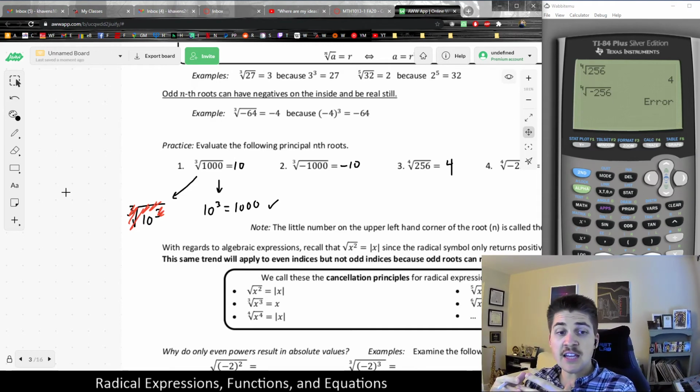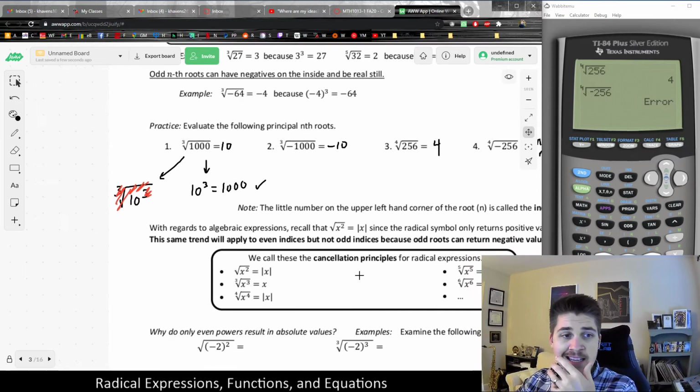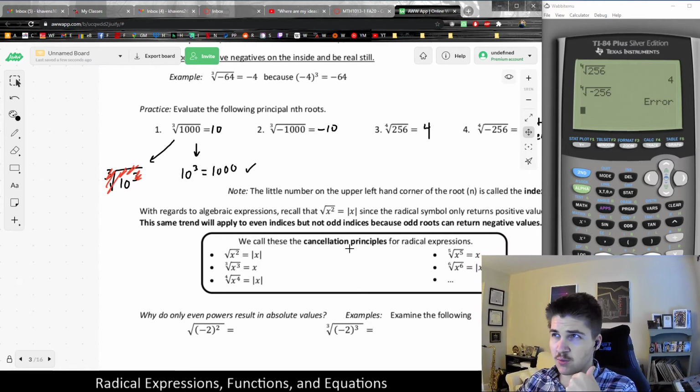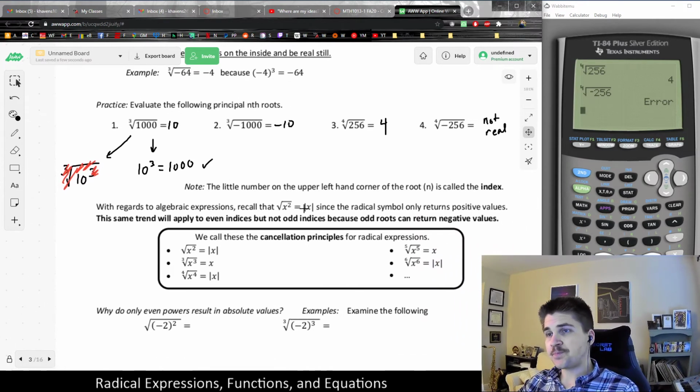And this is the nature of what we call mathematical inverses, or inverse functions, and this is something that we'll discuss later. But basically, we call them the cancellation principles, because when we apply an nth root to the particular nth power, they will cancel each other out as such. Well, in certain circumstances, it actually works a little bit differently than that.